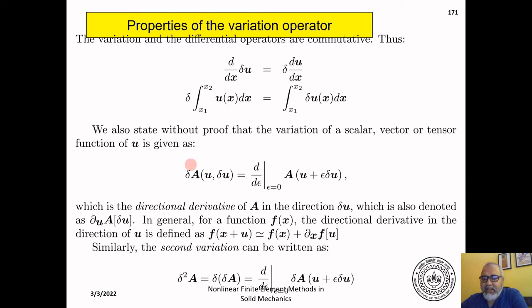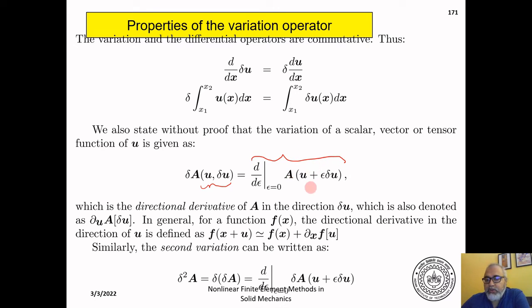Now the first variation of A is the directional derivative of A in the direction of delta u, and itself is a function of u as well as delta u. So to get the first variation, you need to supply the function u, which can be a function of, let's say, x, y, z, as well as the function delta u, in which direction you want the directional derivative to be evaluated. The formula is this. We will be using it quite a bit.